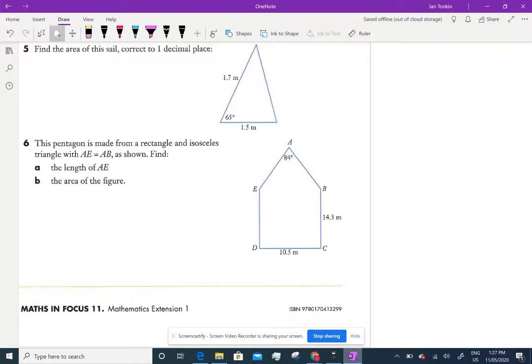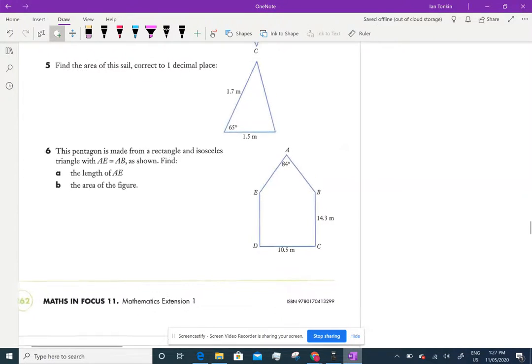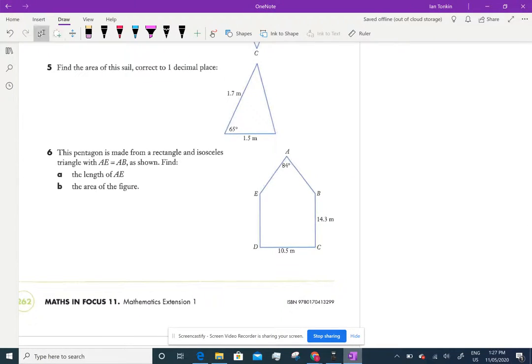Someone's asked about question 6 from exercise 507, so I'm going to quickly do that now. A pentagon, that's just a 5-sided figure made from a rectangle and an isosceles triangle. Find the length AE. This is E here. So I'm just going to draw this line here, and that's 10.5.